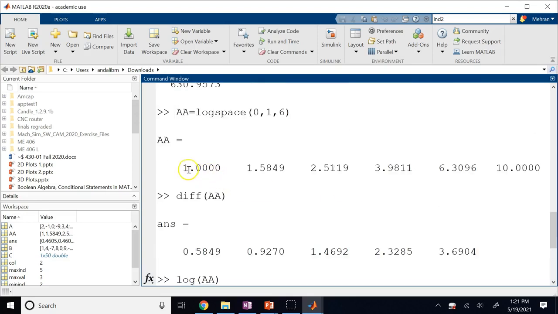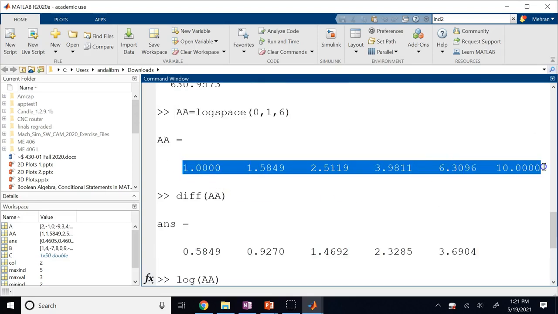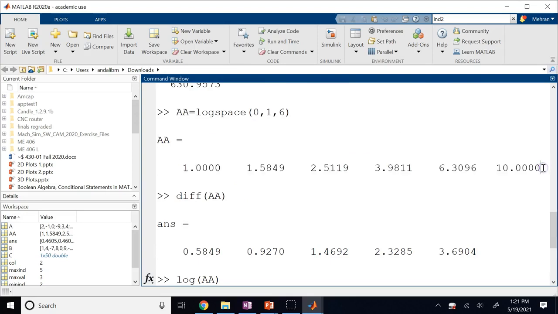So we say these data are logarithmically equally spaced, not linearly equally spaced. And we use this also for controls and so many applications. We'll talk about this later. I just wanted you to know about log space.